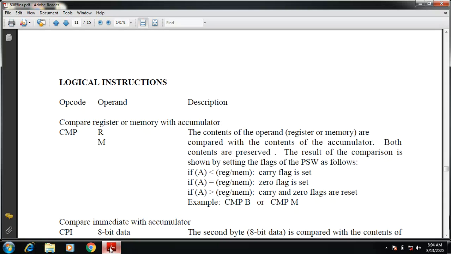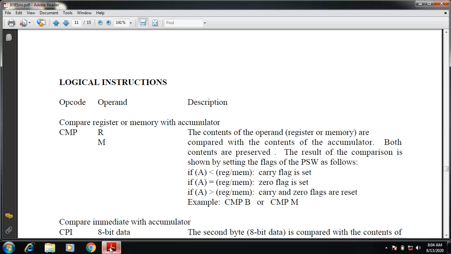Next, all the logical instructions affect all the flags, namely sign flag, zero flag, carry flag, auxiliary carry, and parity flag. Likewise, branching instructions also affect the flags. Only data transfer instructions do not affect any flags. Okay, now we shall explain the logical instructions one by one.